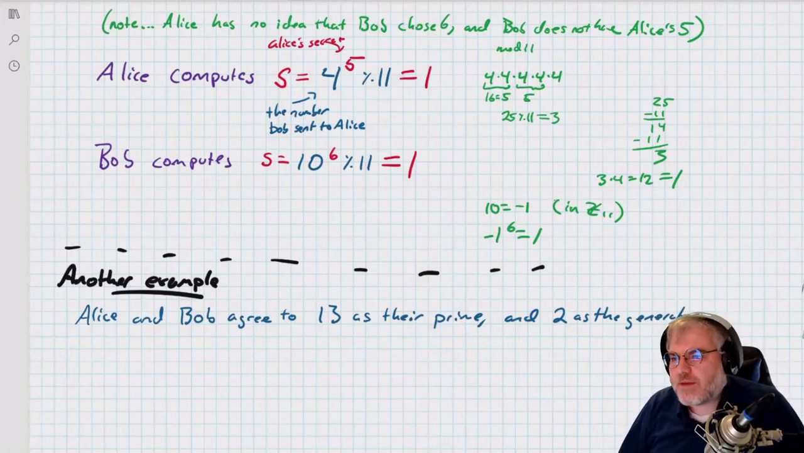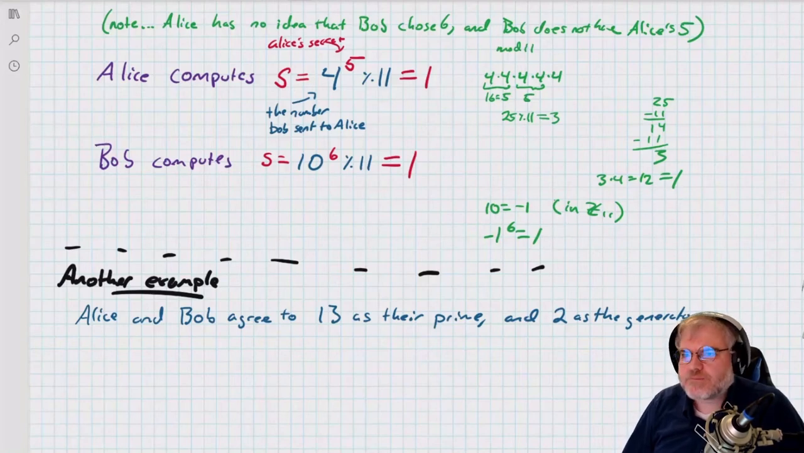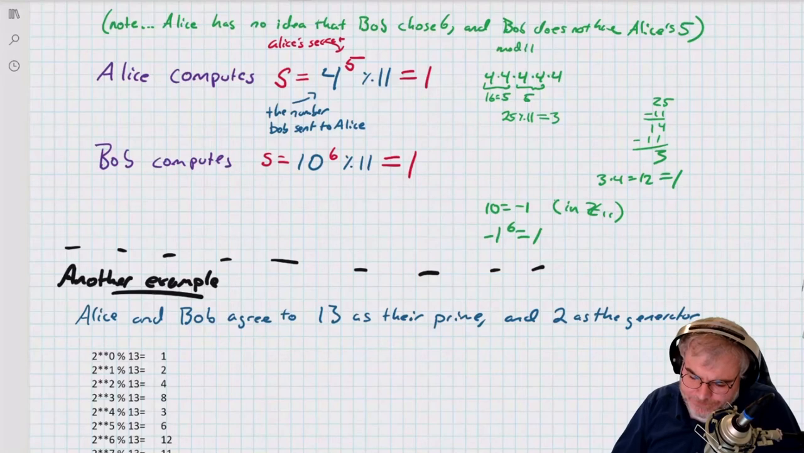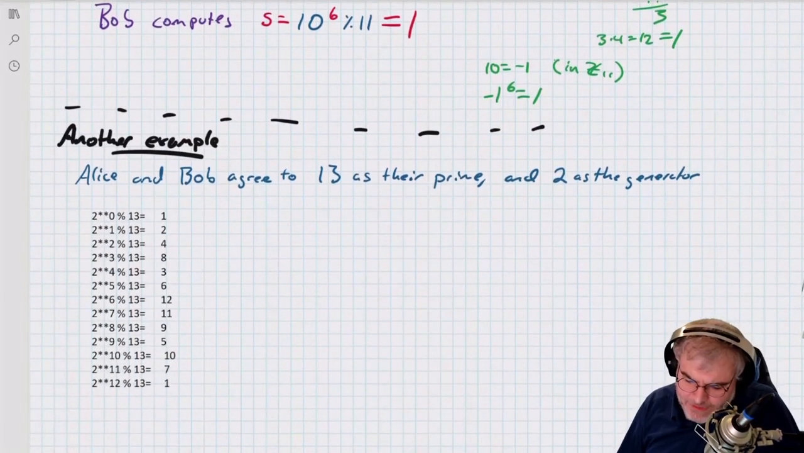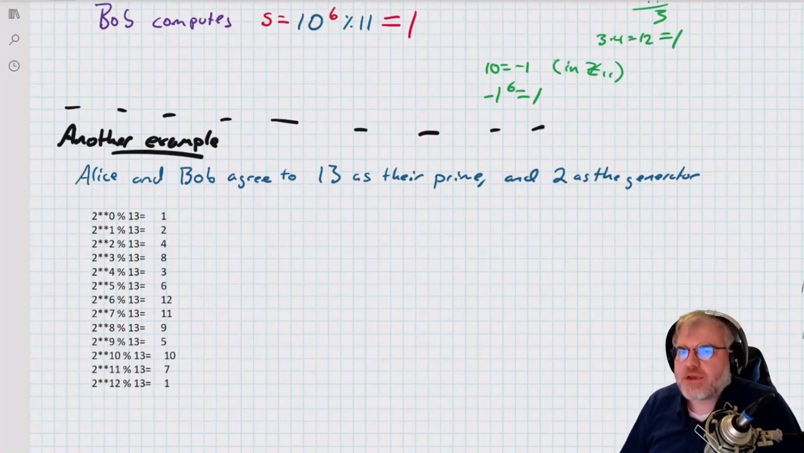Okay, so let me just bounce this up real fast. I think this will generate everything. There we go. So now what I've done is I've generated that same chart I did before. Okay, so I'm going to do 13 and 2. Now this time, Bob is going to choose 7.